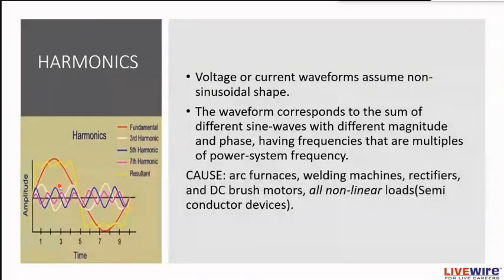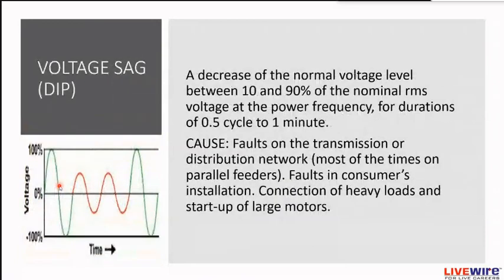Then moving on to the next type, that is voltage sag. The voltage sag is nothing but a decrease in the voltage for a small period of time. That is the reduction in the AC voltage at the power frequency for a duration of less than 1 minute. For half a cycle or up to a few seconds, there will be some reduction in the voltage, and that we term as the voltage sag.